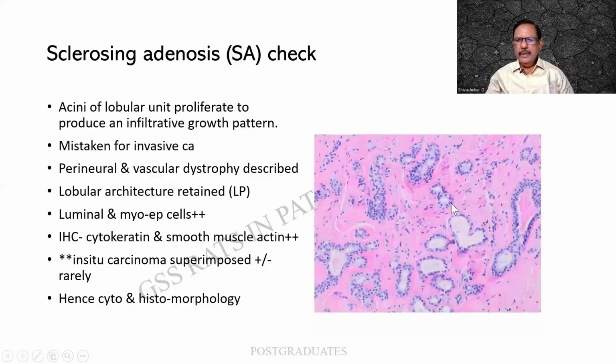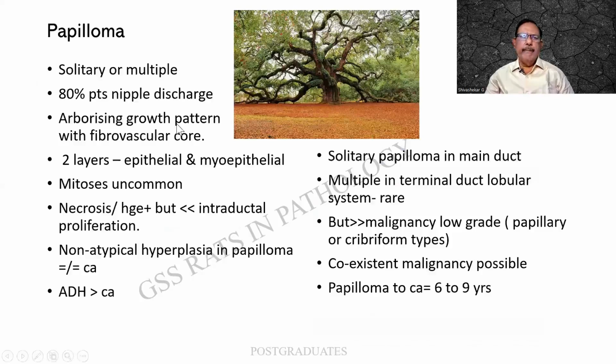So again, a picture of it. Frankly speaking, it is very difficult for us to make out whether it is a malignant tumor that is infiltrating the stroma, or it is a sclerosing adenosis or a desmoplastic stroma encompassing the normal proliferating glands. Papilloma. It is again a very favorite friend of mine.